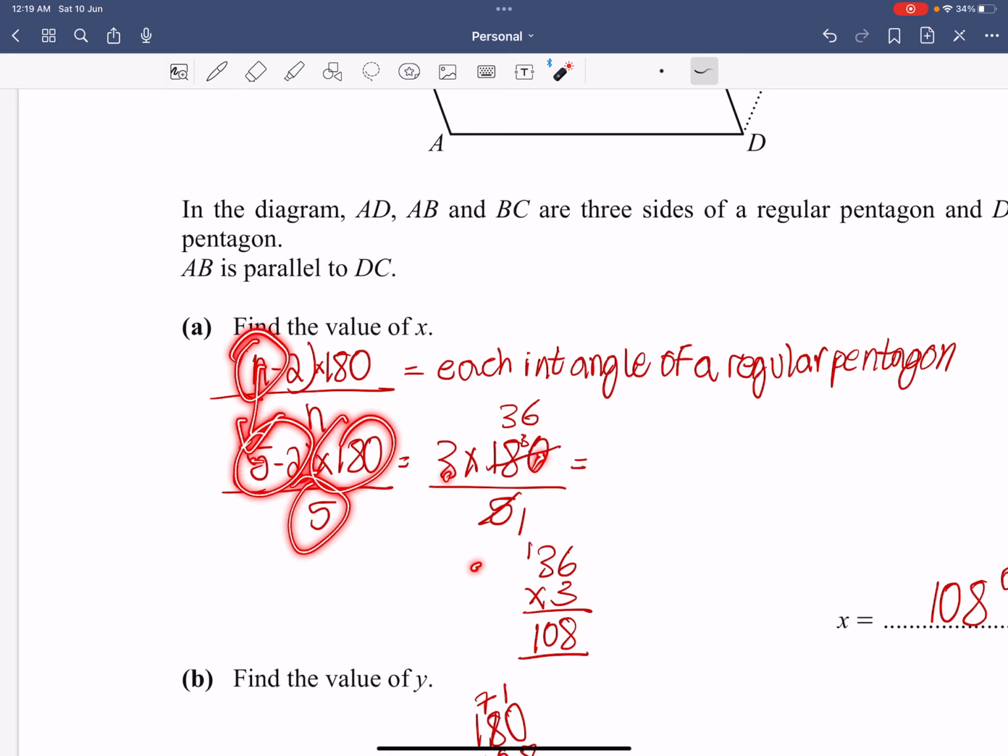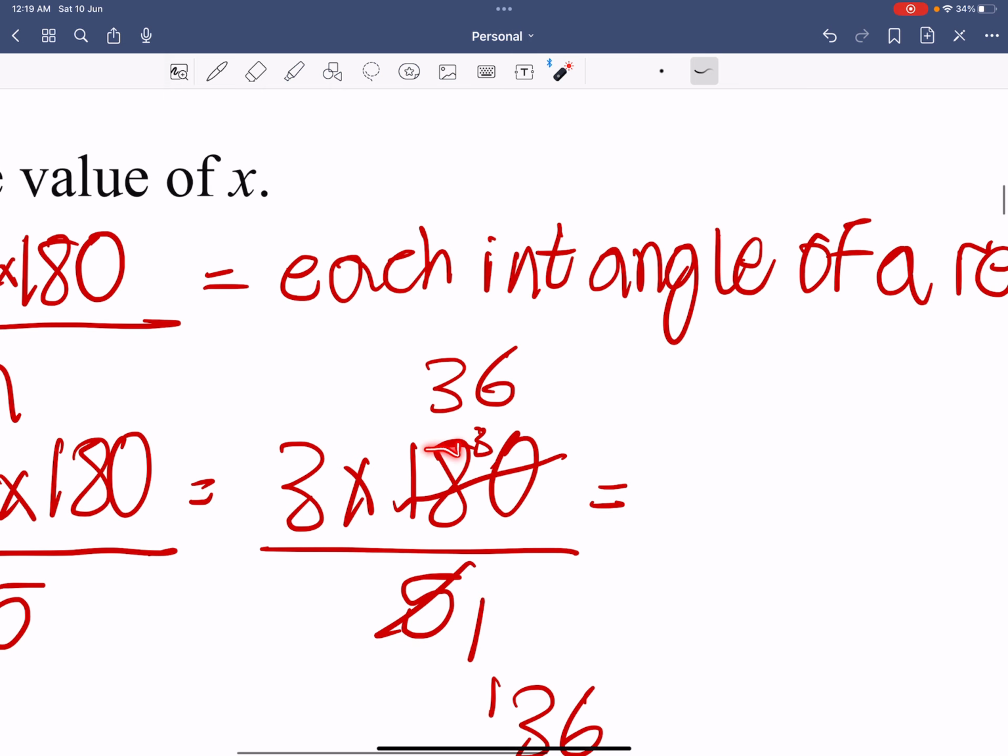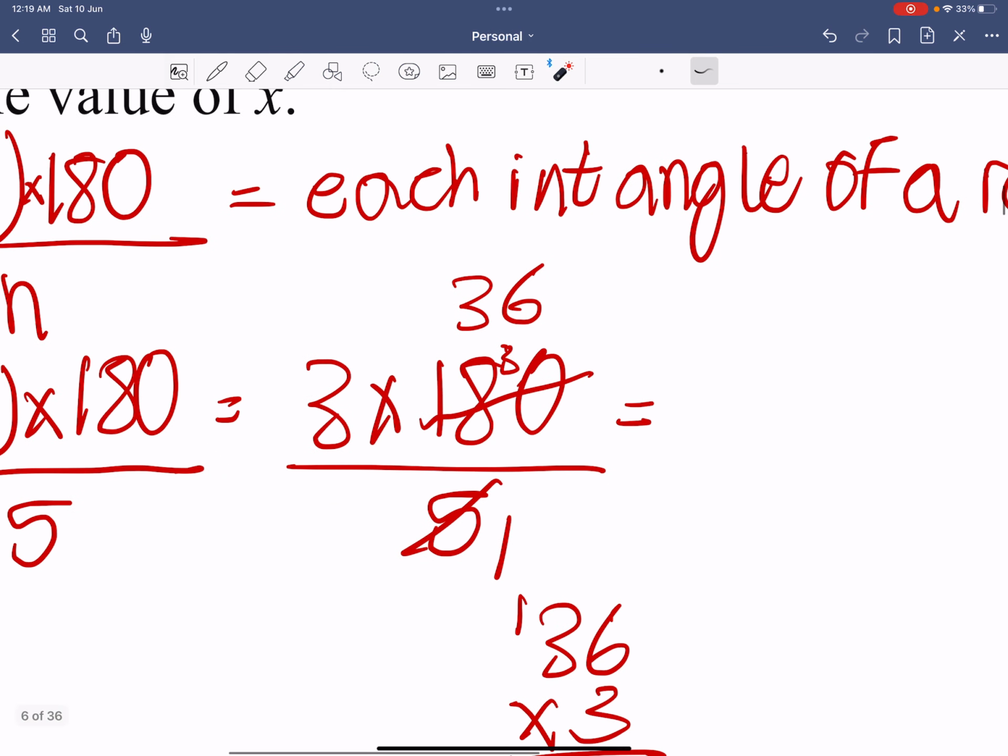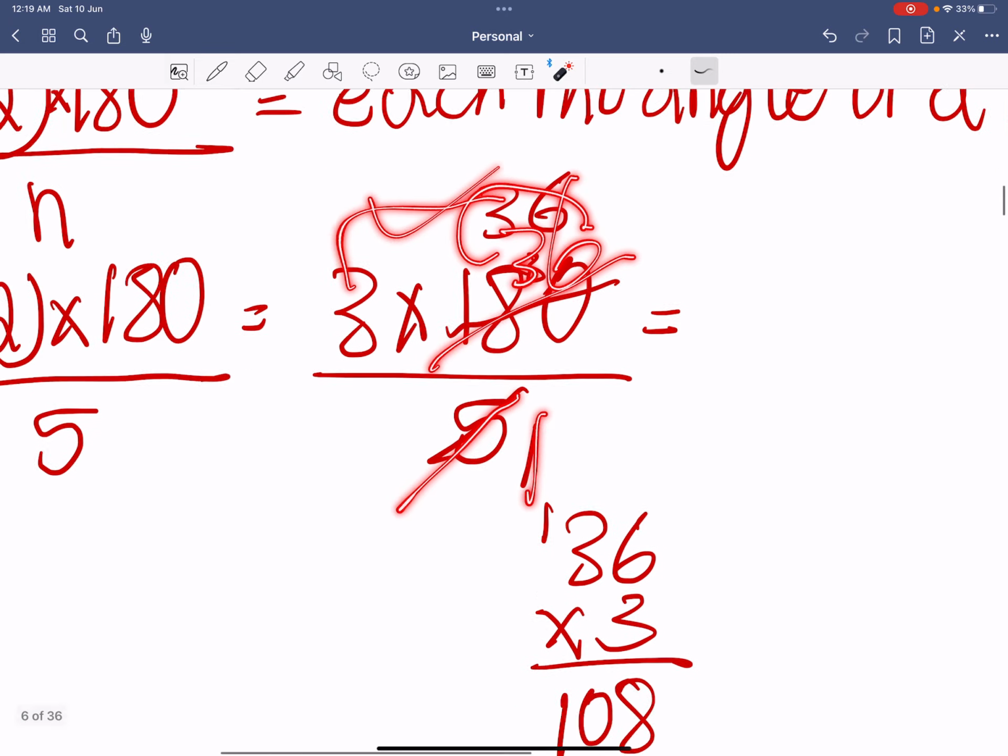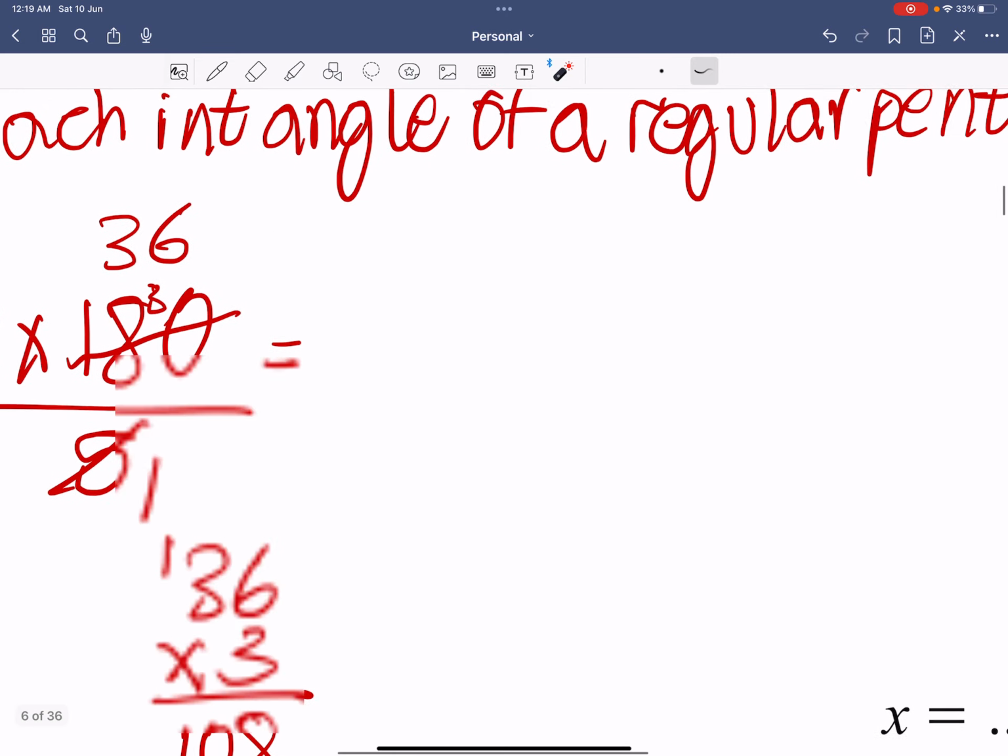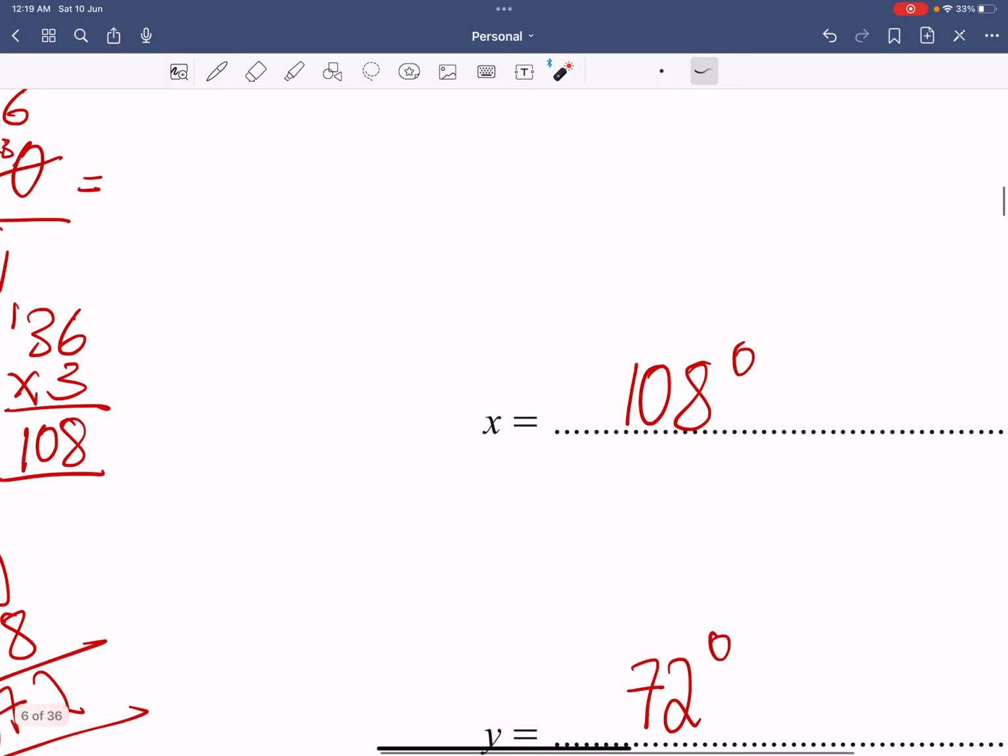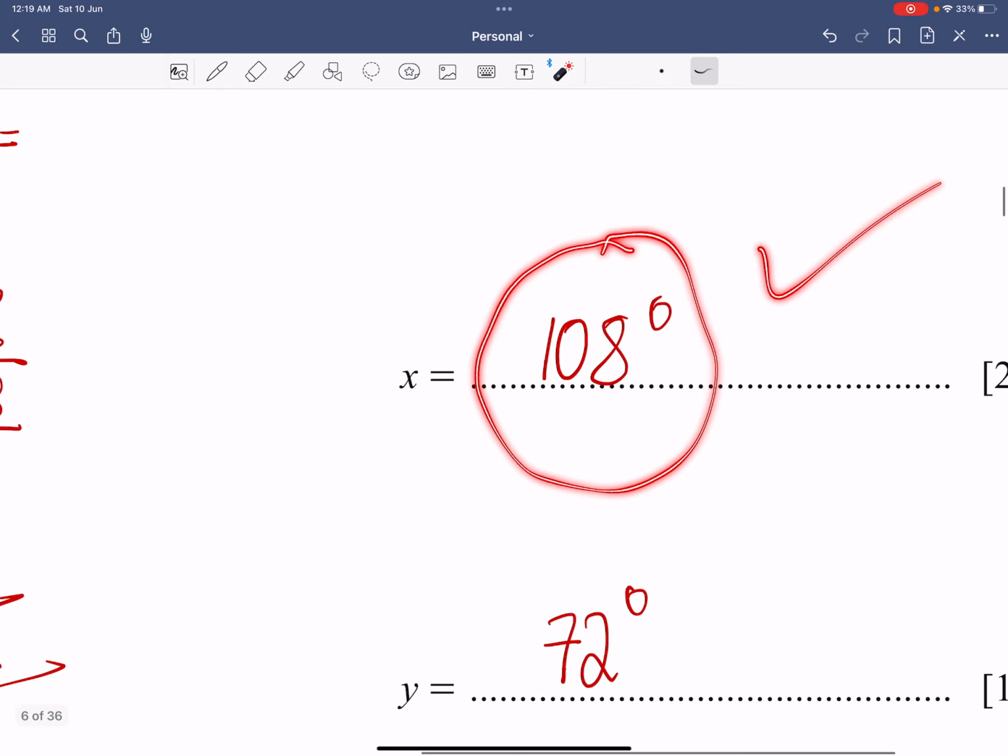3 times 180 upon 5. Now you can see that 180 times 3 is a little bit difficult to do. So what I did was first divide by 5, which is 5 times 3 is 15... 5 times 1, 5 times 3 and 6, and then 36 times 3, which will be 108. Keep in mind, you will not be allowed a calculator in paper 1. So your answer is 108 degrees.